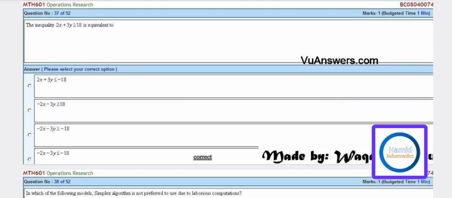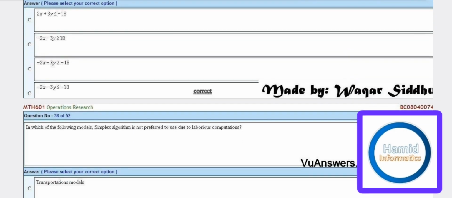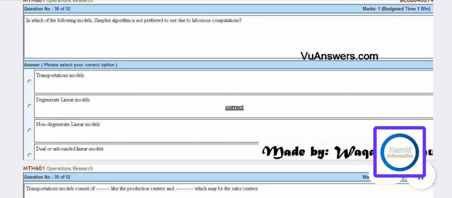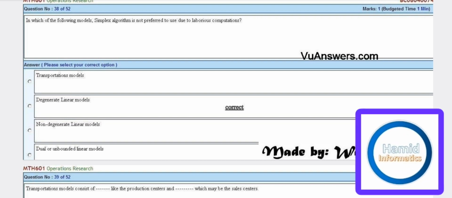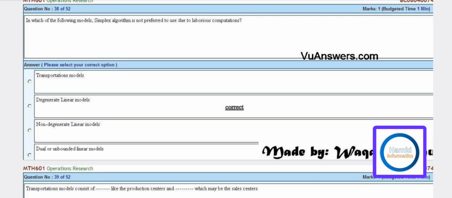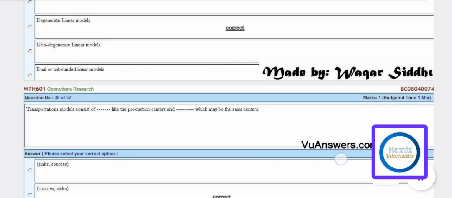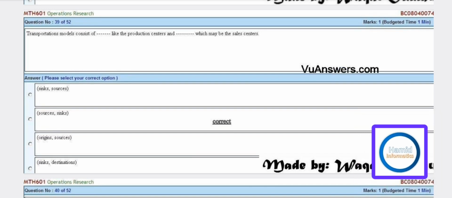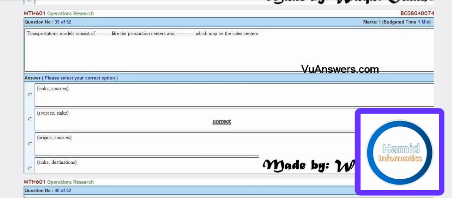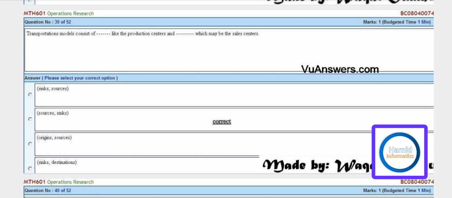The inequality 2x plus 3y is greater than or equal to 18 is equivalent to minus 2x minus 3y is less than or equal to minus 18. In which of the following models is the simplex algorithm not preferred to use due to laborious computations? And the answer is degenerate linear models. Next is a transportation model consists of dash like the production centers and dash which may be the sales centers. And the answer is sources, sinks.